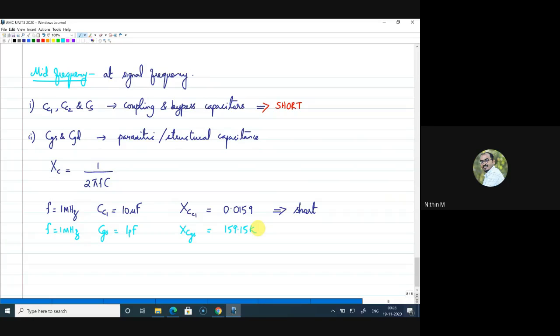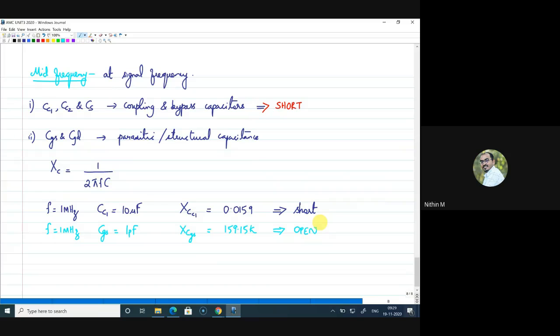So whenever you have a large resistance, that can be equated to an open circuit. Why? Because a large resistance will allow only a negligible current to flow through it, right? The reactance offered is 159 kilo, which can be assumed as a large quantity. So what will be the effect of these capacitors? These capacitors are acting as open circuit because of the large reactance offered by them.